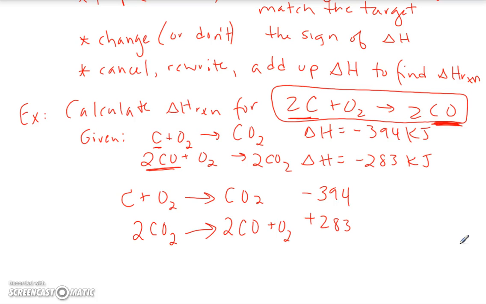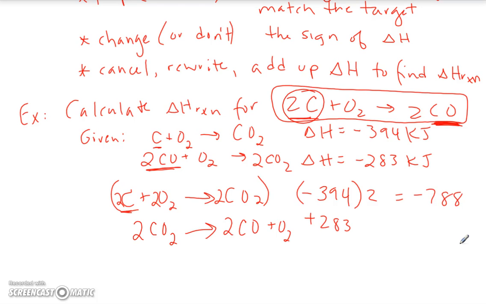Okay, why do I need to double the equation? Well, given right here I have one carbon, but I need two carbons. So let's try doubling this whole first equation, in which case when you distribute it through, you're going to have two carbons, two O2s, and two CO2s. So I'm going to get rid of that too so that doesn't confuse us. And then we need to double this right here. So 2 times 394 is going to give me negative 788.